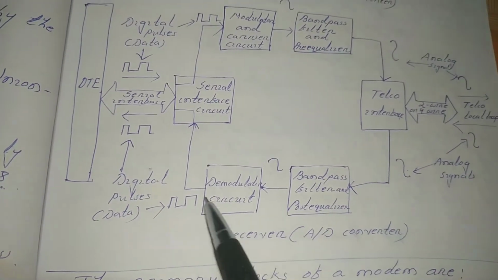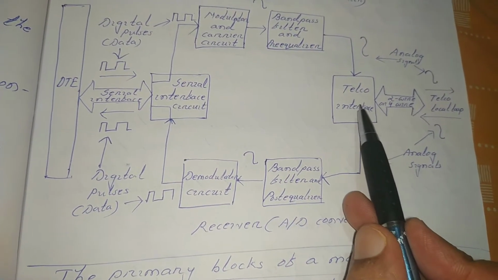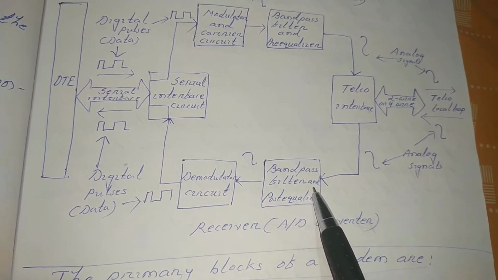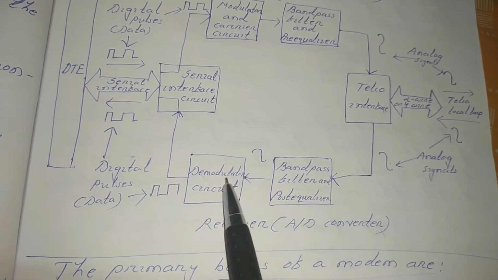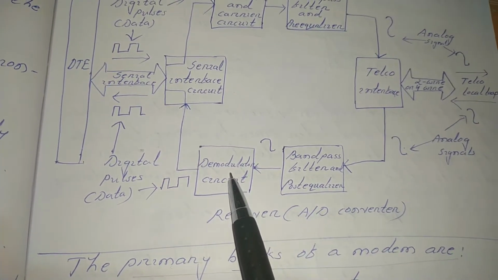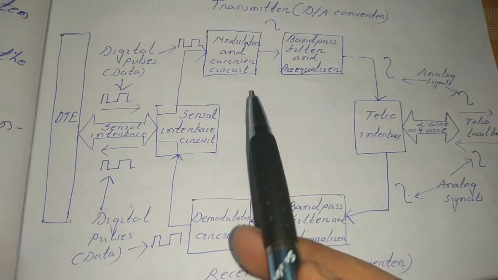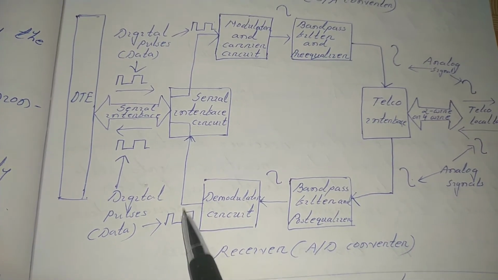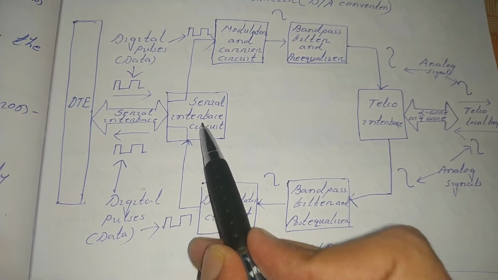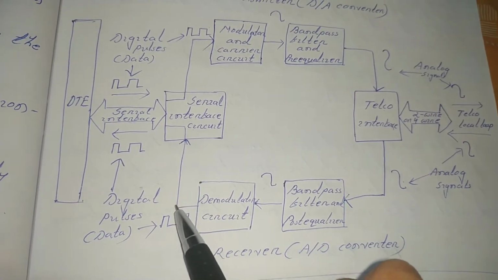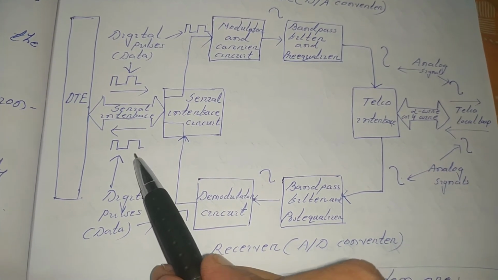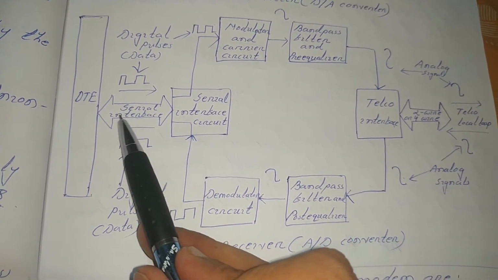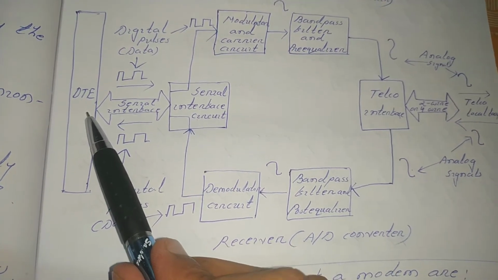Now come to the receiver side. At the receiver side, the analog signal through the telco interface comes into the band pass filter. It will pass only the required bandwidth components. Then the analog signal will go to the demodulator circuit. The demodulator does the reverse process of the modulation. It will convert the analog signal into digital pulses, and then it will go to the serial interface circuit. The serial interface circuit will change the voltage level if it is required or necessary. Then it will place it in the serial interface, and through the serial interface channel it will go to the DTE present at the receiver side.